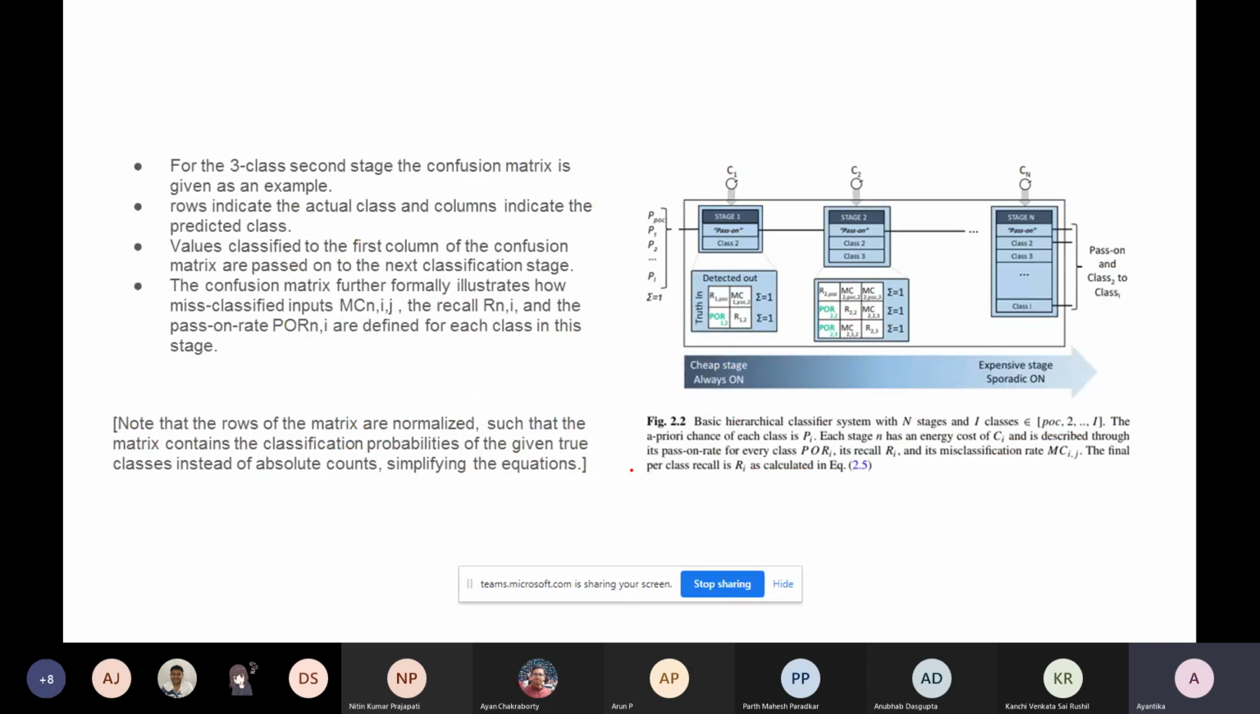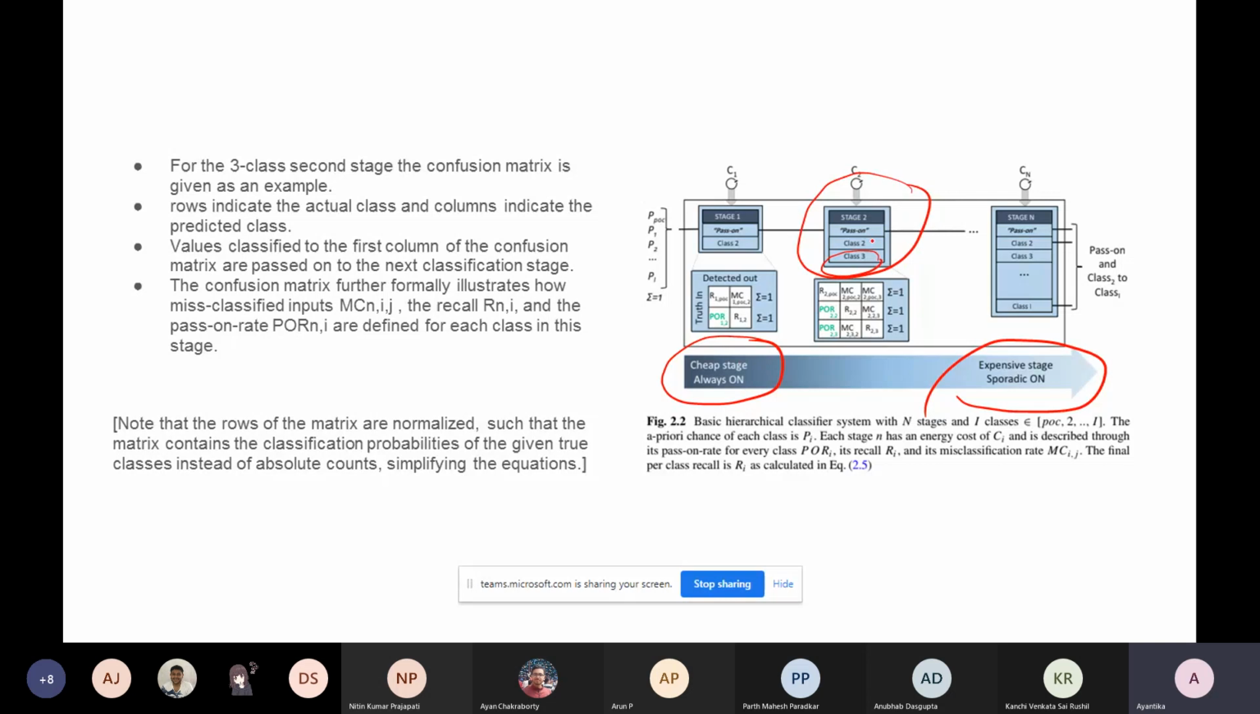Okay, now a deeper thought with this diagram. We have some key stages, which are our first-level stages, and then we have some expensive stages that operate in a sporadic mode, not always on. When we are defining each stage, you can see here, this is the second stage, and this stage has only 3 classes.